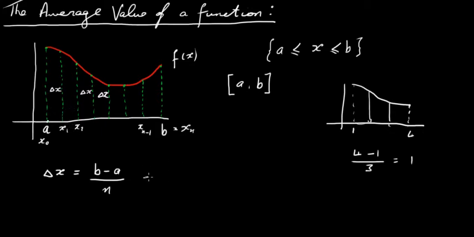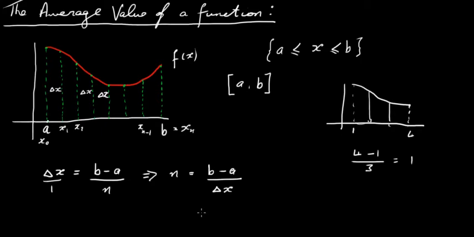So I can just cross multiply here. This is over 1 here, so I could write n is equal to b minus a over delta x. So I just have n here in terms of b, a, and delta x.